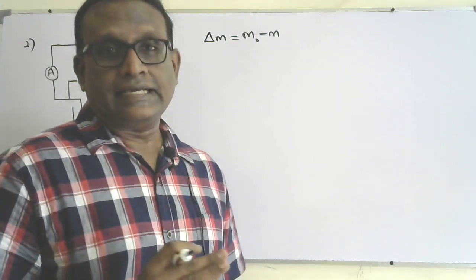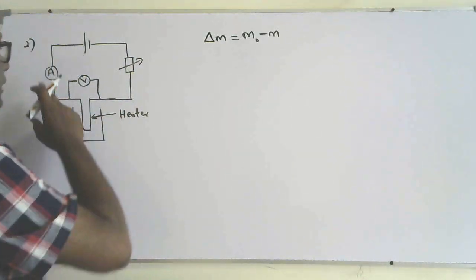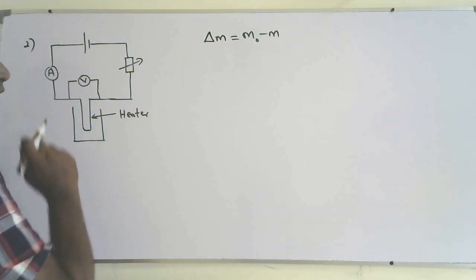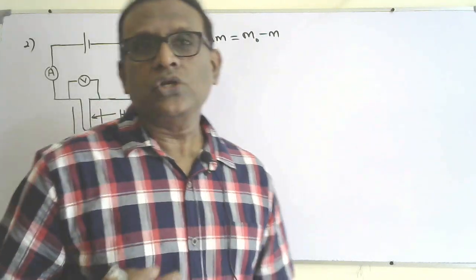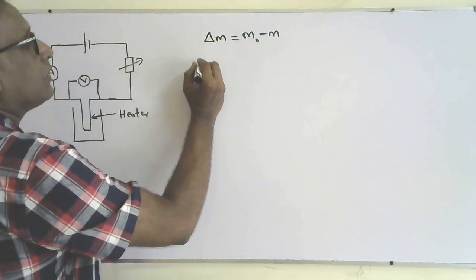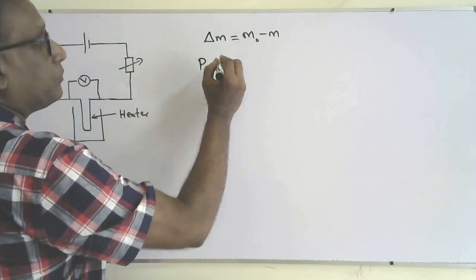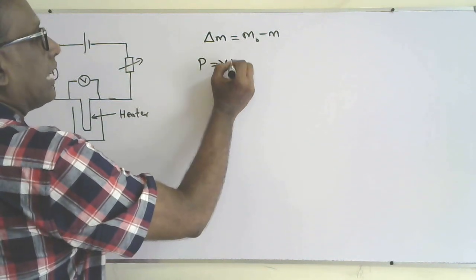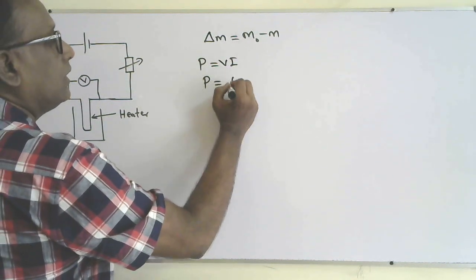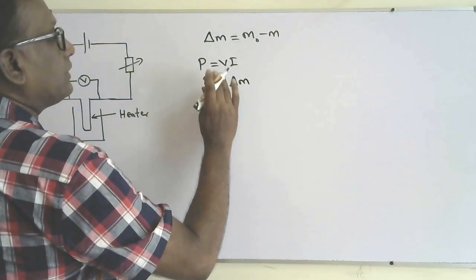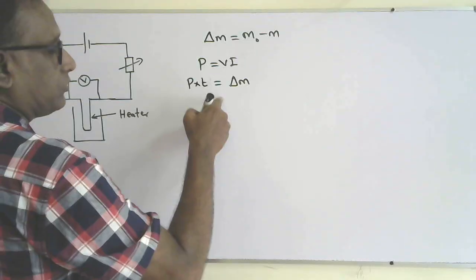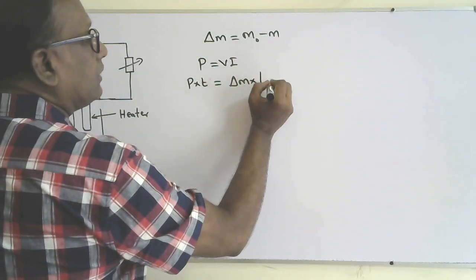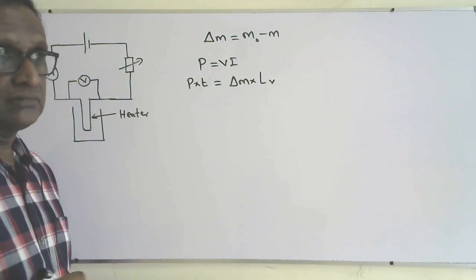And throughout the practical, we should maintain the voltmeter and ammeter readings constant, because then only the power of the heater will remain constant. So we know the equation, P equal VI. P into T, that's the energy given, P into time, is equal to delta M into latent heat of vaporization, right?